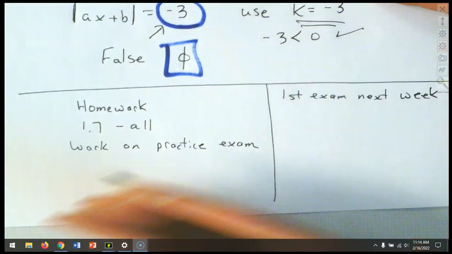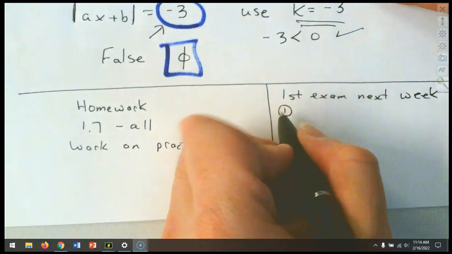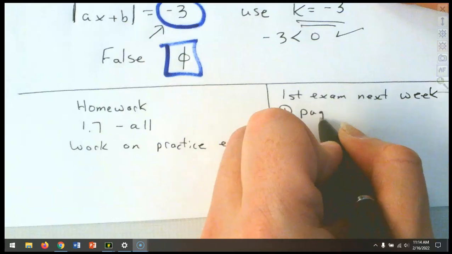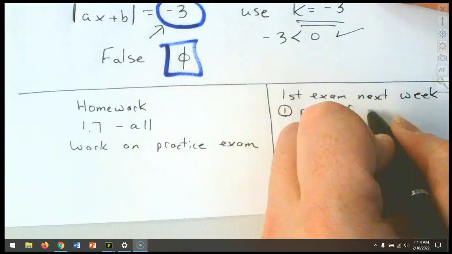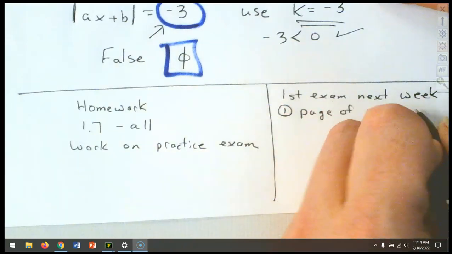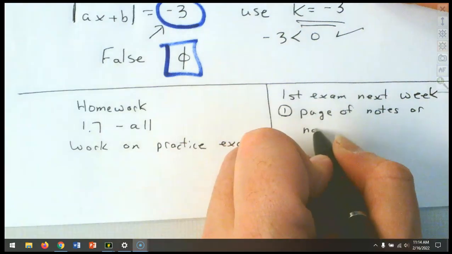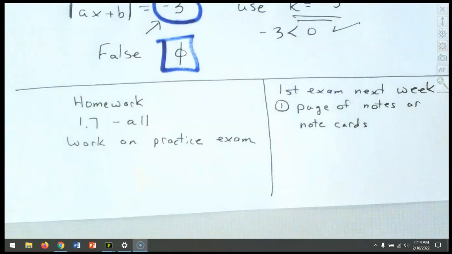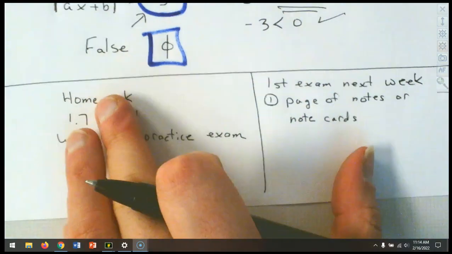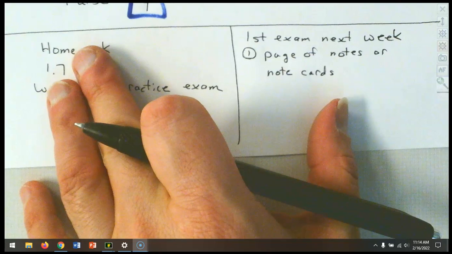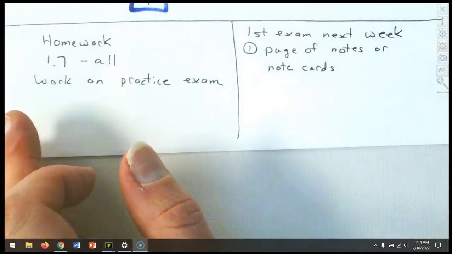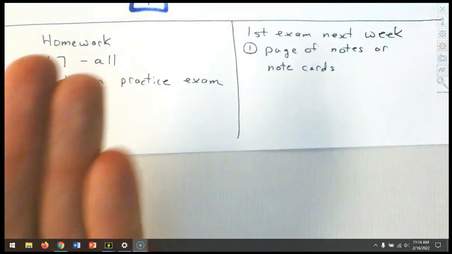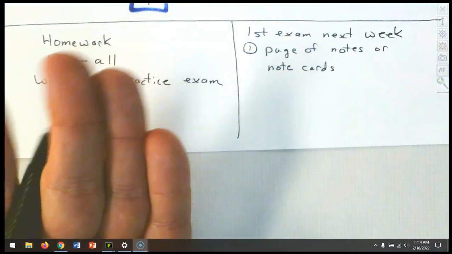What can we have on our exam next week? Well, you can have either a page of notes, or note cards. I don't really put a limit on the number of note cards because I'd really prefer that you make note cards. I think it's a much better way to study. You just don't want to have too many. I mean, don't try to bring in like 50 note cards. You shouldn't need that many, but use your best judgment. Make up your note cards.